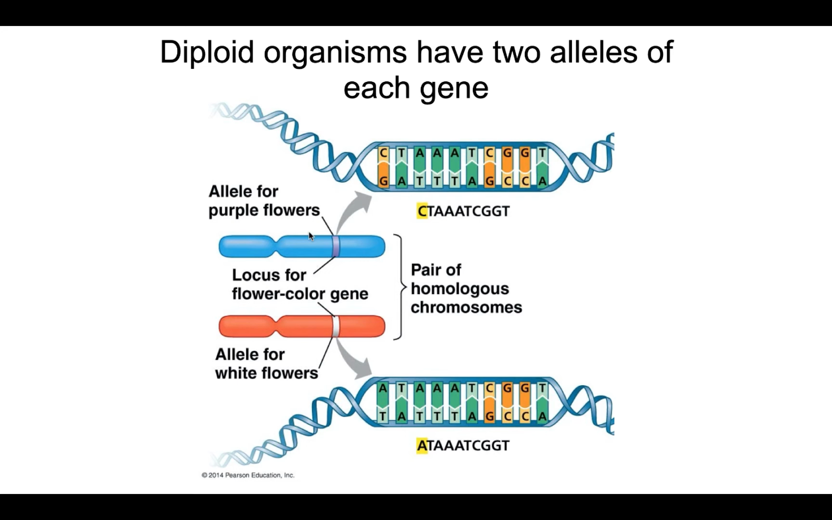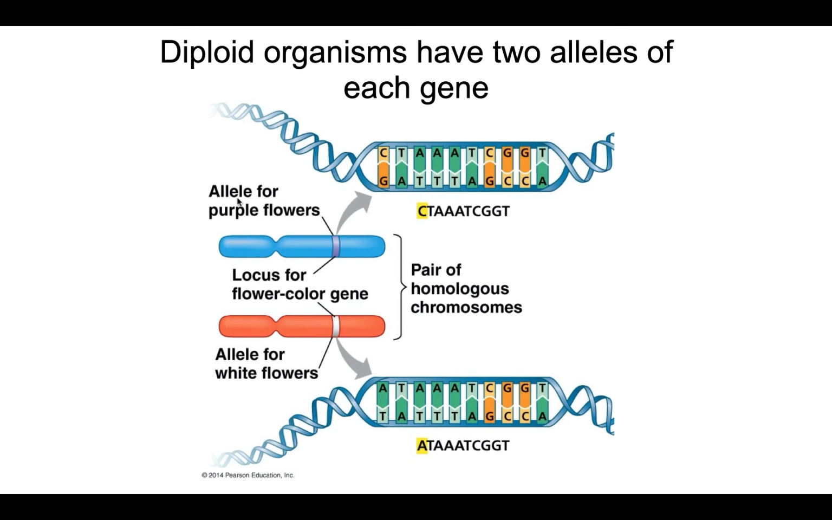Now these aren't sister chromatids. These are homologous chromosomes. That means that although they are similar, although they have the same shape, although the centromere is in the same location, although they have the same loci, meaning the same types of genes in the same location, the actual version of those genes, the allele of those genes can be different.